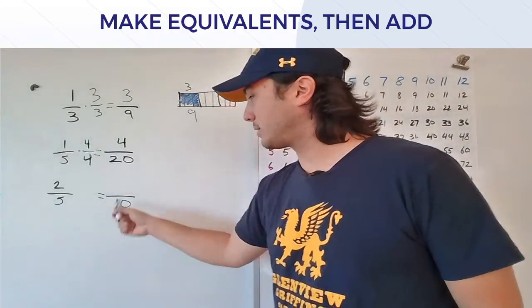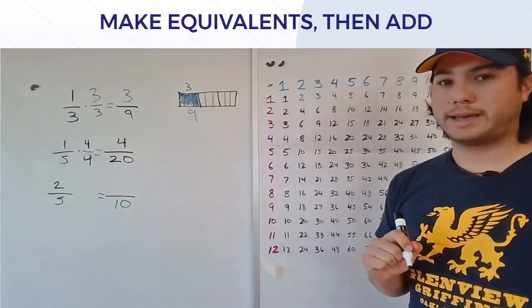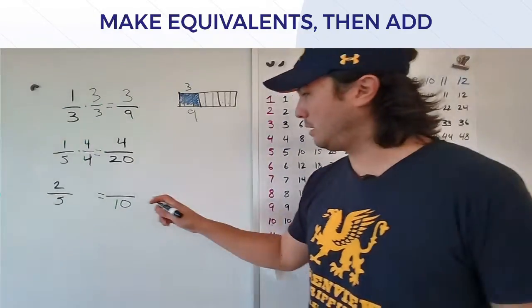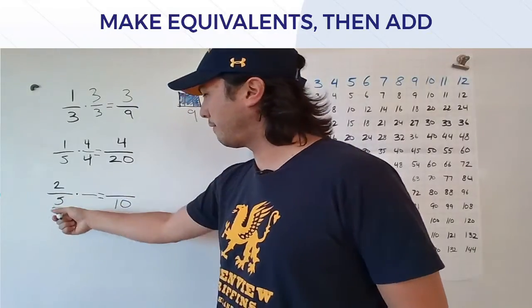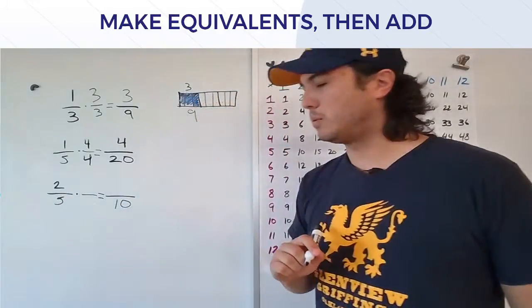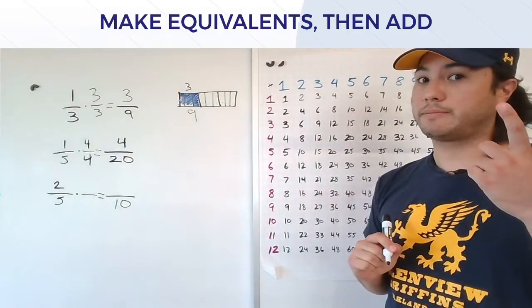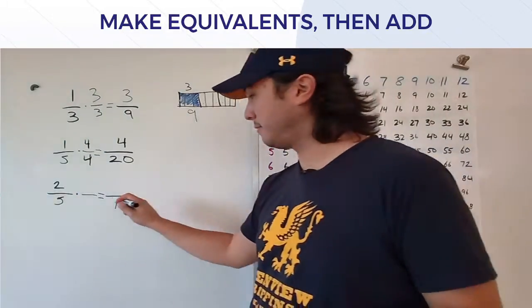So we end up with 1/5 is equivalent to 4/20. Last one here, 2/5 equals how many tenths? Okay, start with your denominators. How did we get from fifths to tenths? 5 times what equals 10? 5, 10. 5 times 2 is 10.